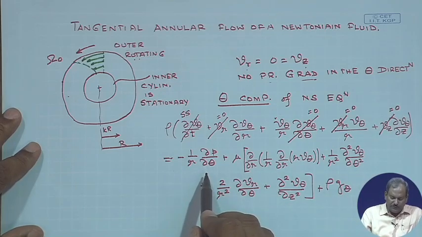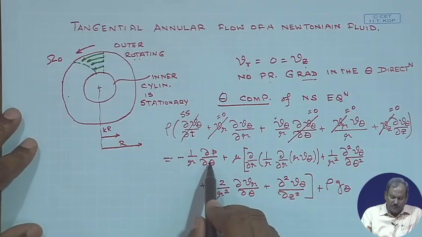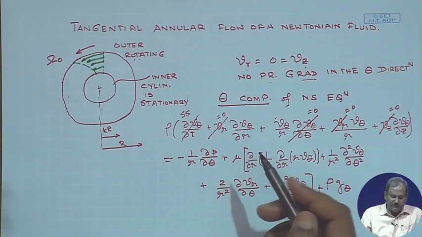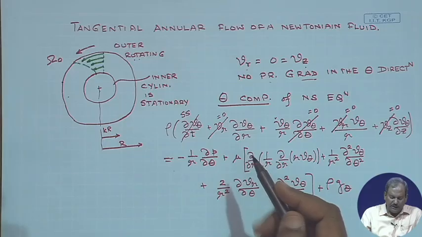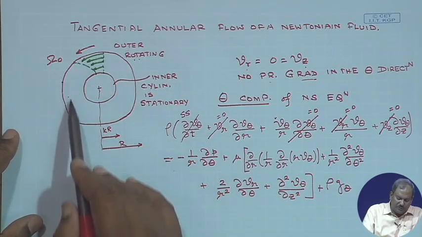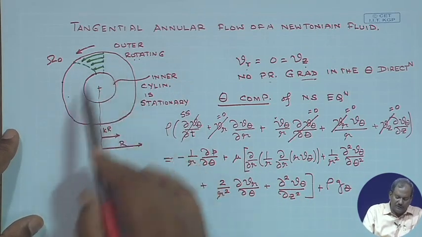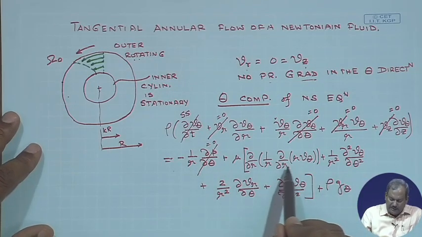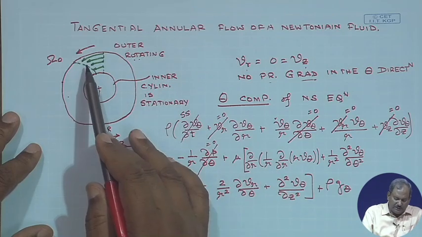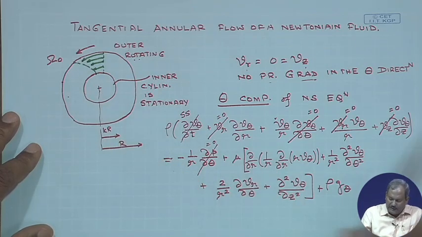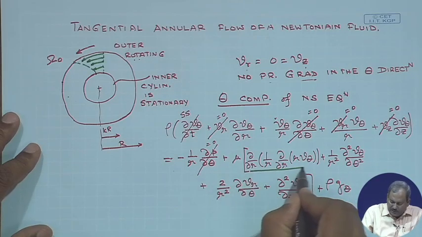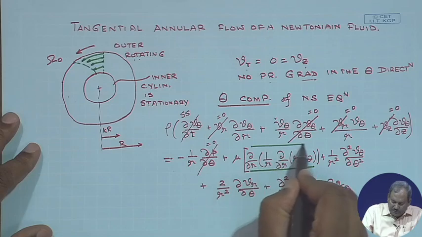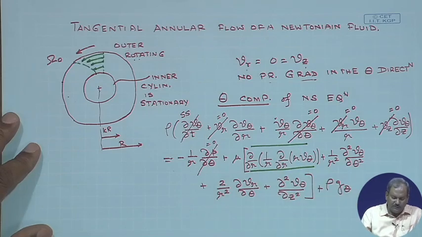We have assumed that there is no pressure gradient in the theta direction. The outer cylinder is simply rotating. There is nothing to force the liquid, no pressure gradient to force the liquid to move in the theta direction. Therefore, this is going to be equal to 0, and v theta is a function of r. So, I cannot neglect this term. This term will remain in the governing equation.